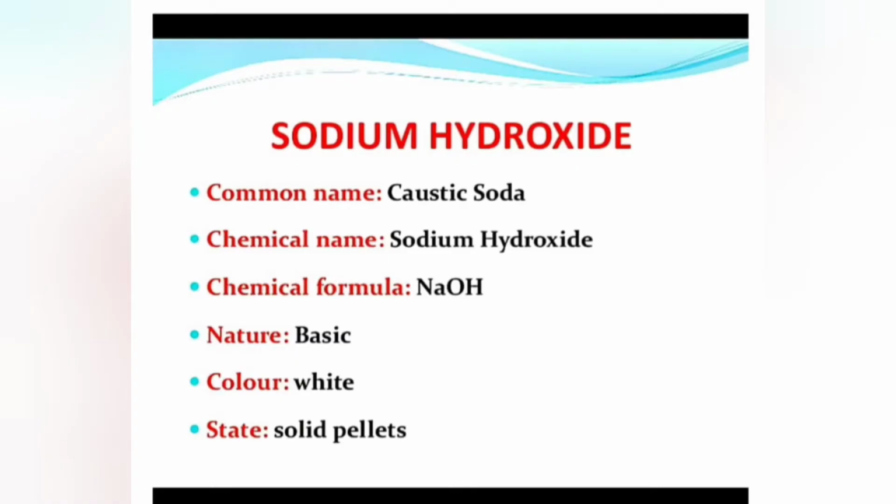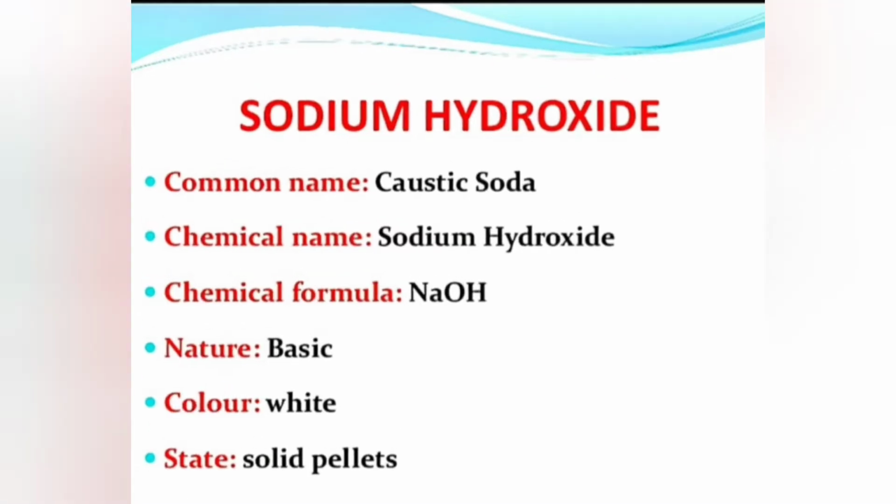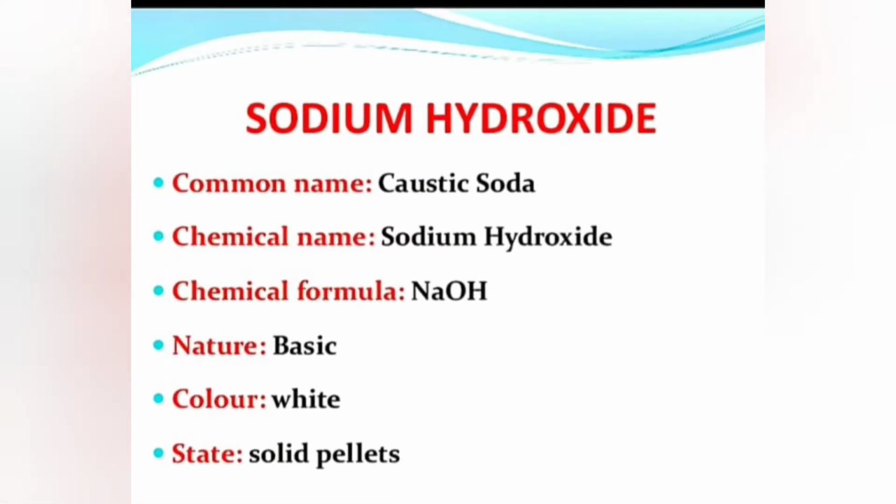This is the third part of the video, some important chemical compounds. In this video, we will learn about the next chemical compound, that is sodium hydroxide. Common name of sodium hydroxide is caustic soda. Chemical name is sodium hydroxide. Chemical formula is NaOH. Nature, that is, it is basic in nature. Color, it is white in color. And state, that is, it is found in the form of solid pellets.